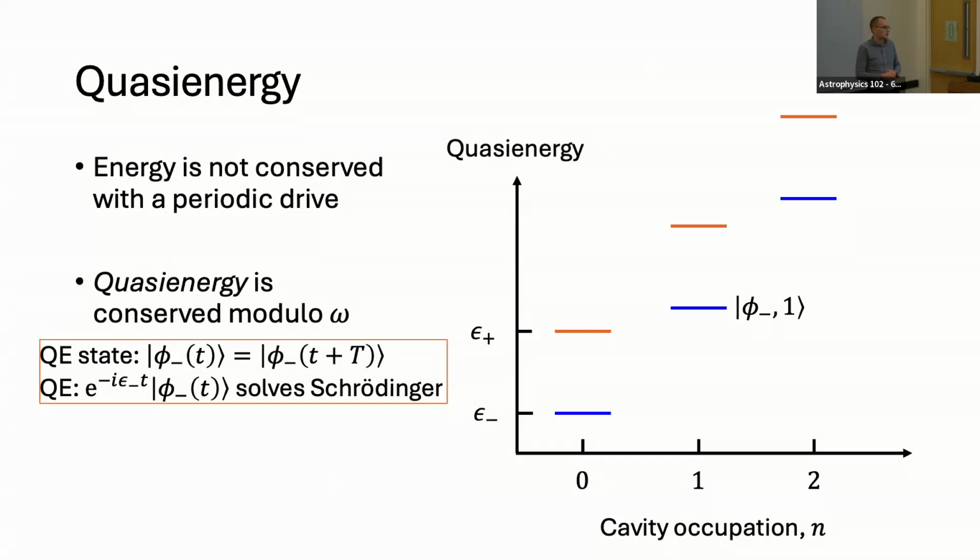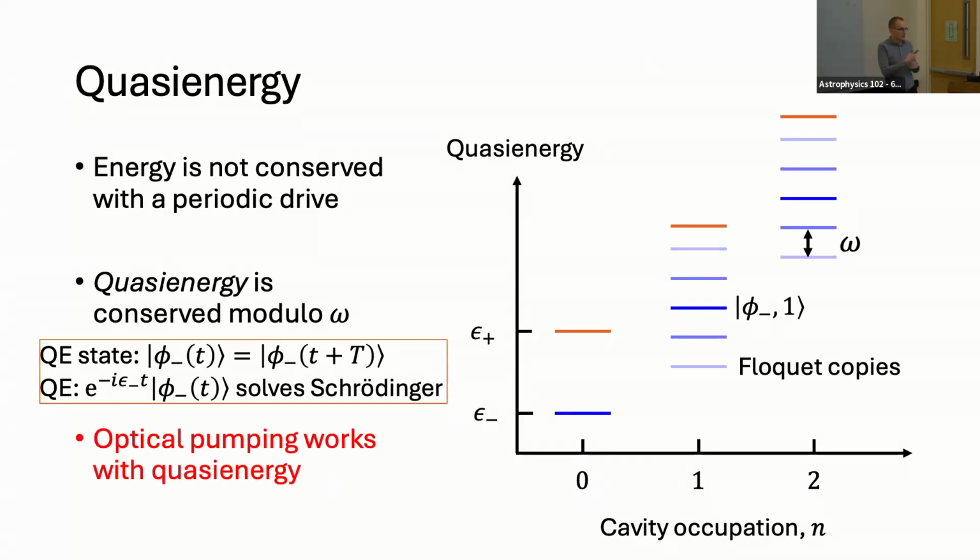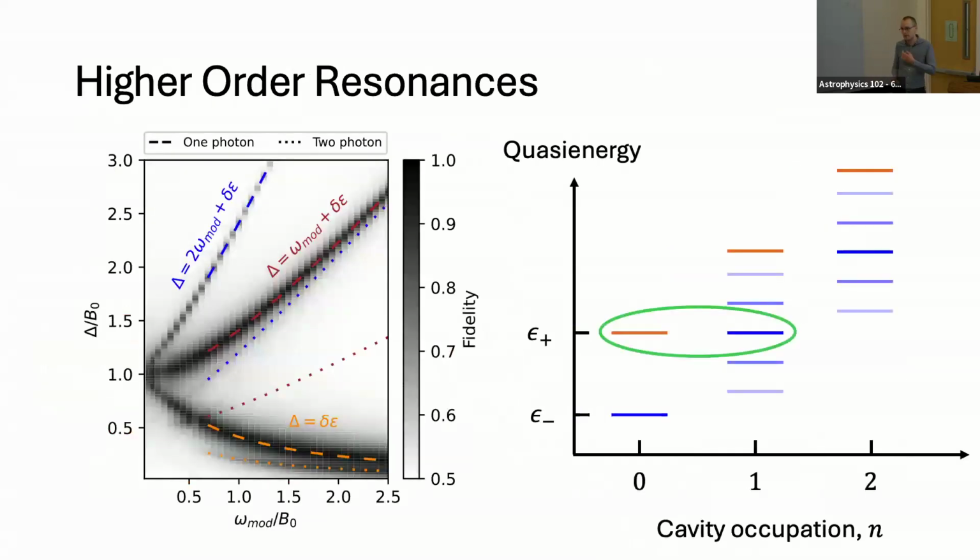But you should really just think of it as a level diagram where we now have a bunch of copies of these states, separated by this energy. So the brief statement is that everything I outlined with this optical pumping of Floquet states works also for these quasi-energy states, where I just cross out energy on the y-axis and replace it with quasi-energy. Okay, and we can confirm that numerically, because experiment would have a hard time getting to the regime where you would be able to test that.